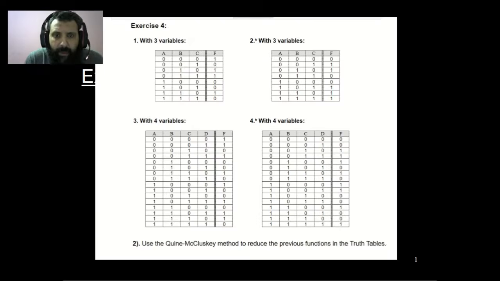As you remember, for exercise 4, we have 4 truth tables. We will apply this method on table 1 and table 3. Okay, let's start. First things first, we need to mention some characteristics of this method.